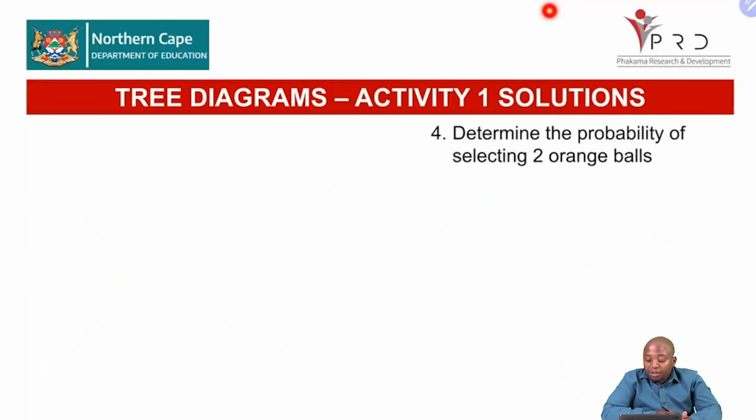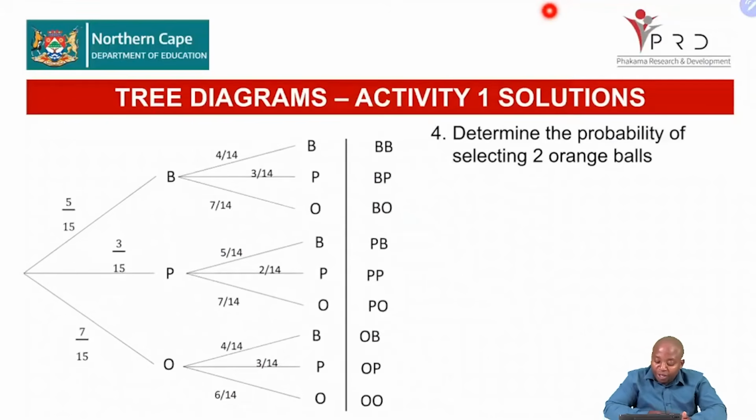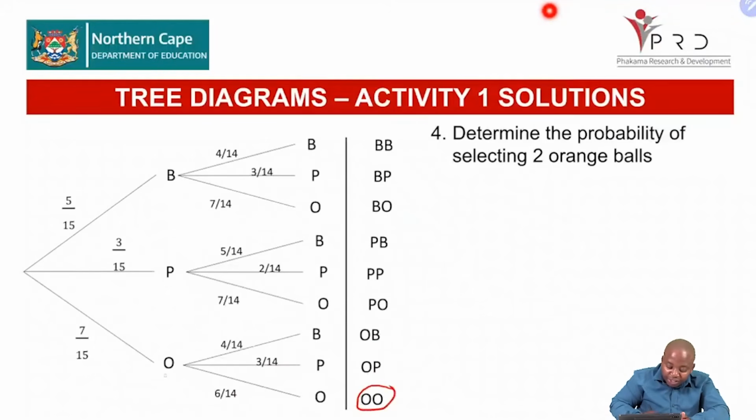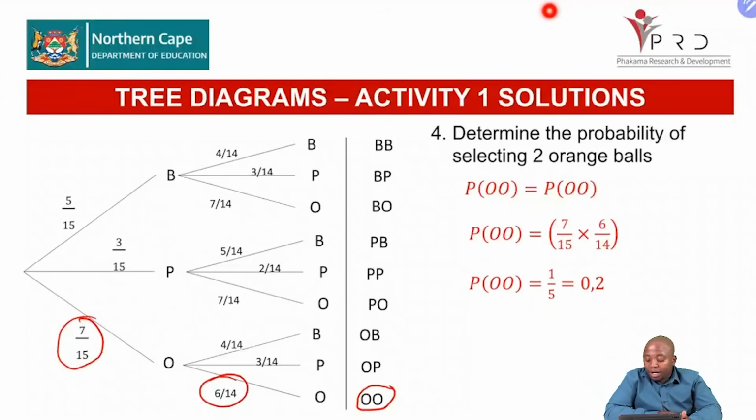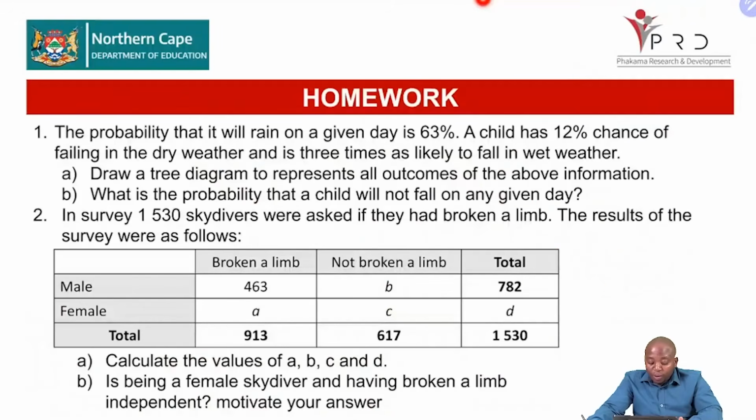Now, point number 4 says determine the probability of selecting 2 orange balls. So it's orange and orange. So it's going to be orange, and that orange, which is 7 over 15, multiplied by 6 over 14. So that is going to be 0.2. And for this homework, I will give you only 3 minutes to copy down this homework.